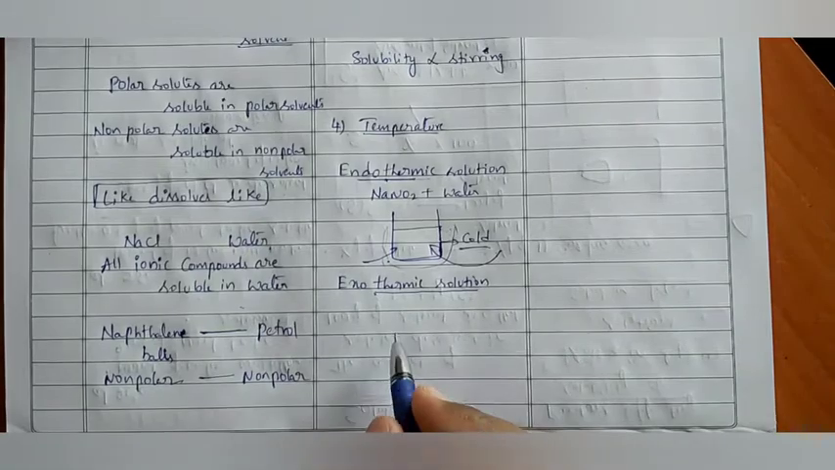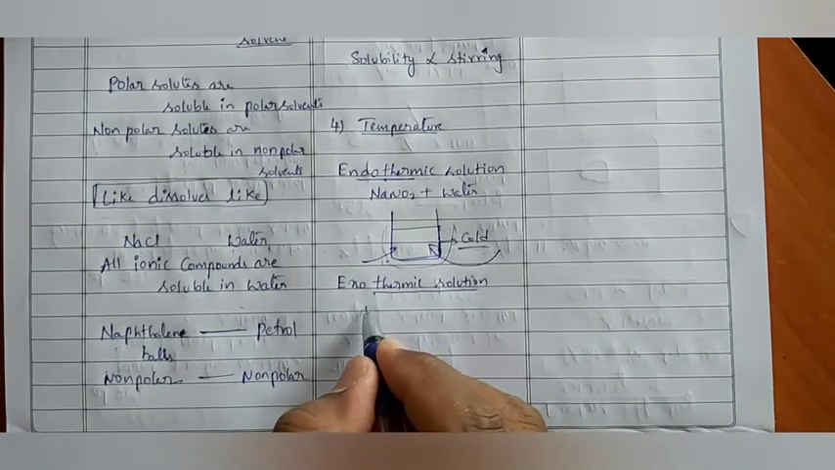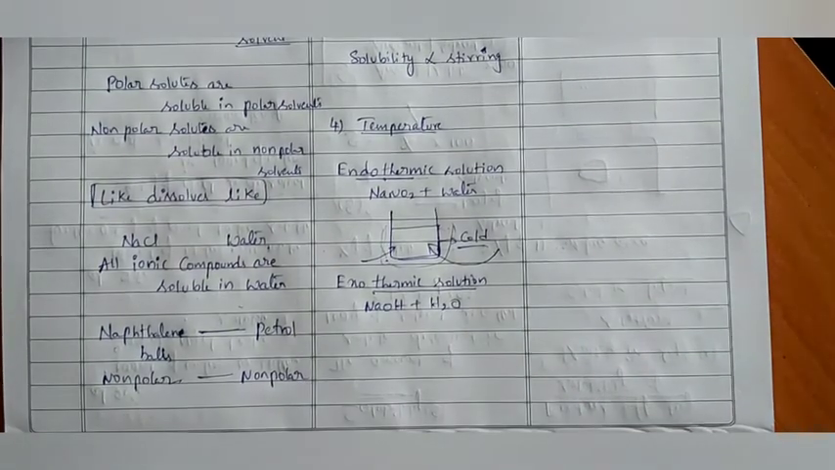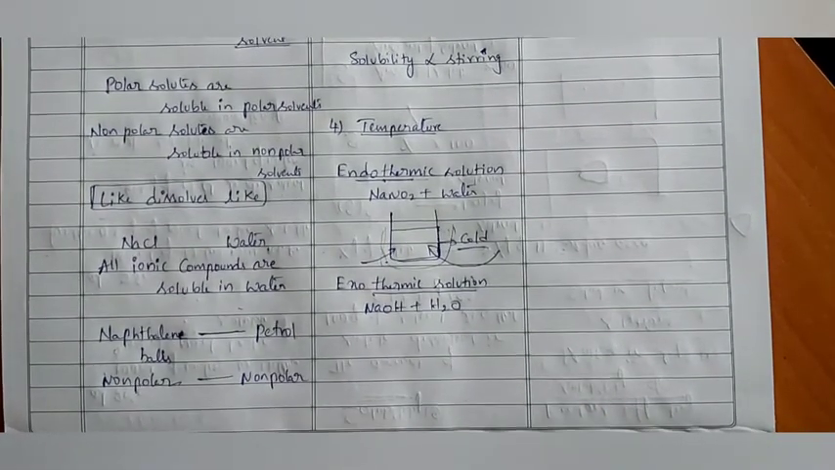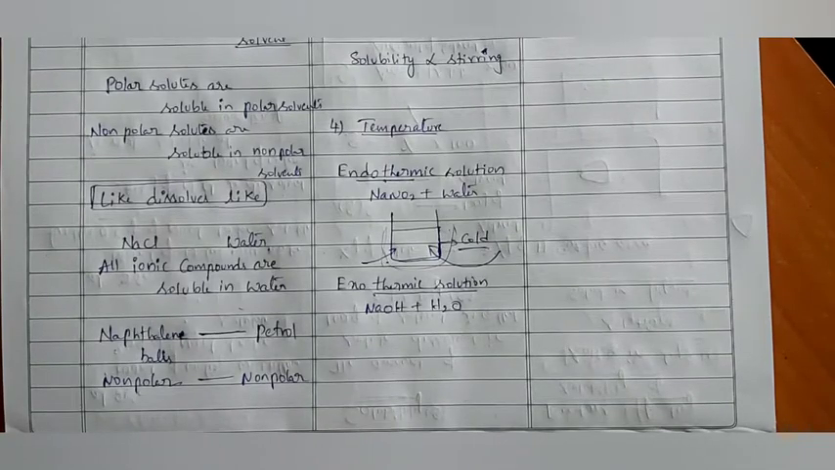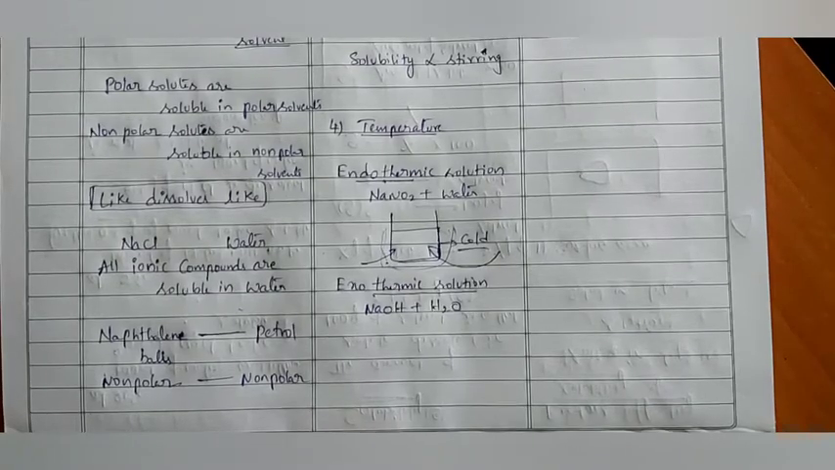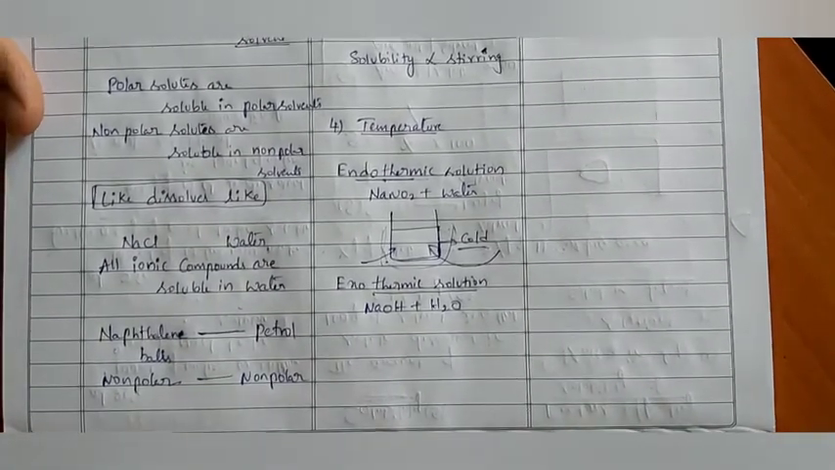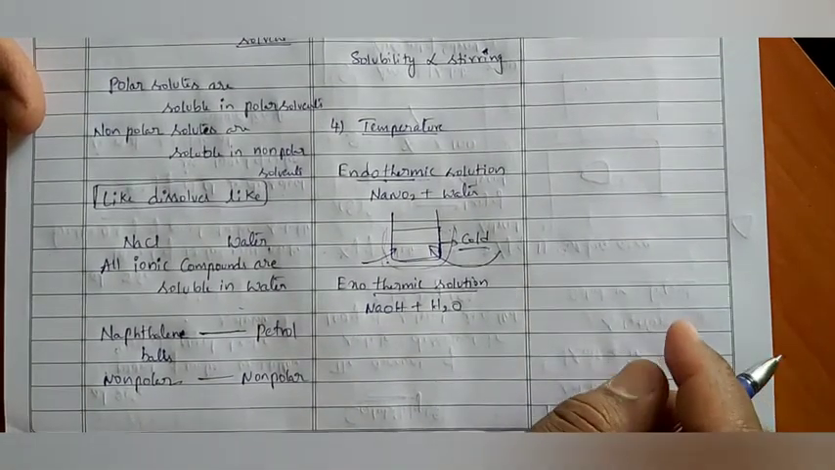Now coming to exothermic. An example of an exothermic solution is NaOH plus H2O. NaOH is also ionic in nature. It will be soluble in water. It is a base. Bases which are soluble in water will form alkali. So NaOH is an alkali. The bases which are soluble in water are called alkalis.